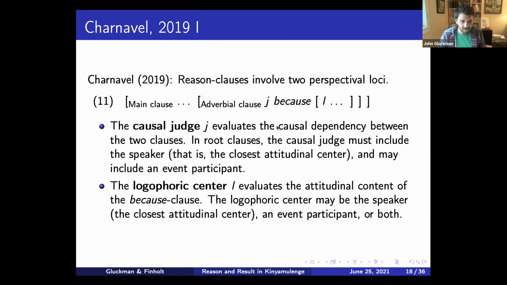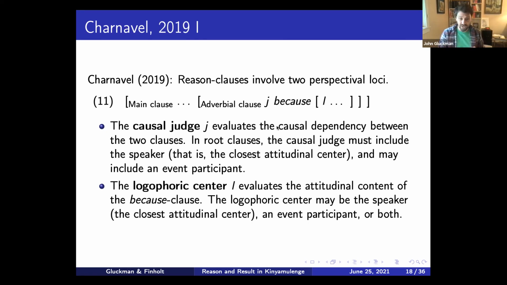Sorry. Okay, so our analysis is going to take as its starting point Isabelle Charnavel's 2019 analysis of reason clauses, mainly looking at English. And her main contribution here is to argue that reason clauses, because clauses, involve 2 perspectival loci. What she claims is that there is a causal judge, J, and a logophoric center, L. And these are doing 2 different things.